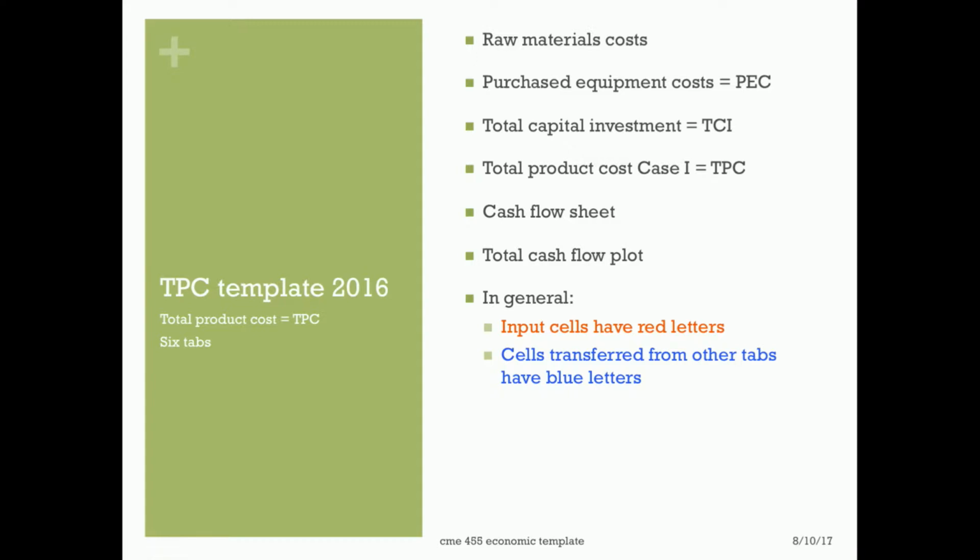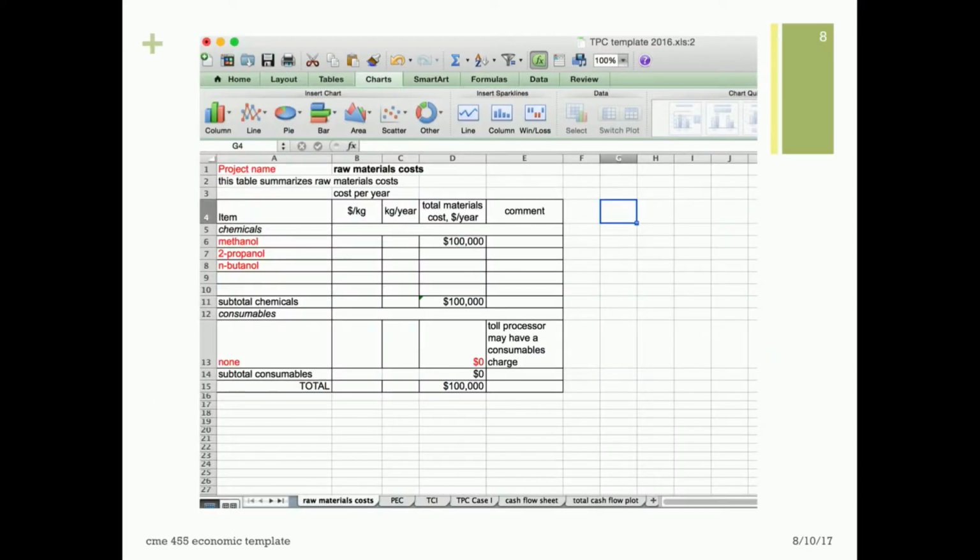In general, on this template, input cells have red letters. Cells transferred from other tabs will have blue letters. You don't want to change the blue letters. You would rather go back to the prior tab, change the computation there, and have that sent forward properly to the tab that you're working on.